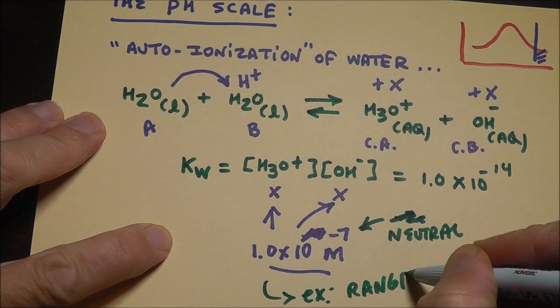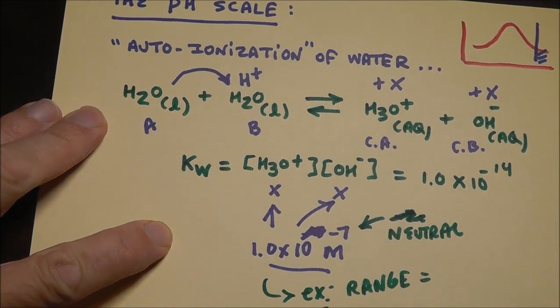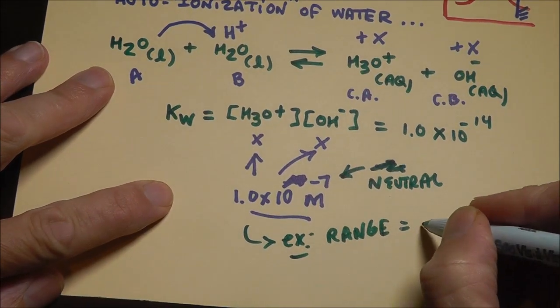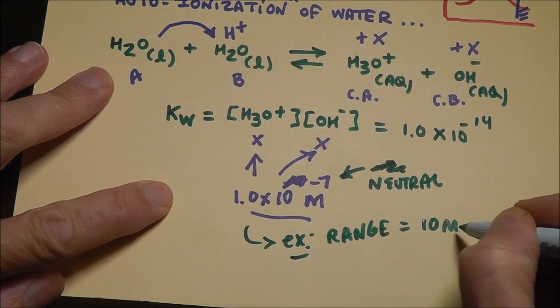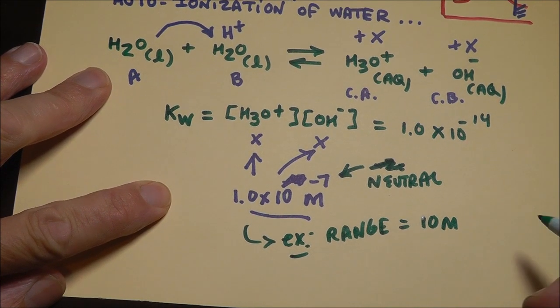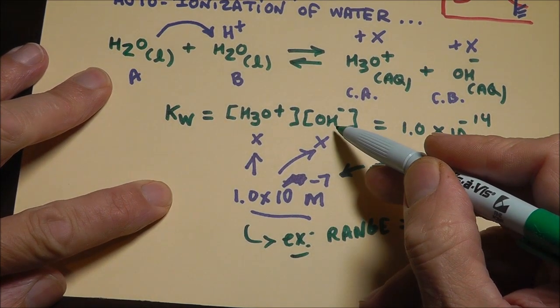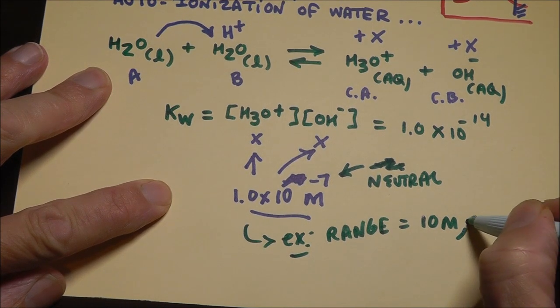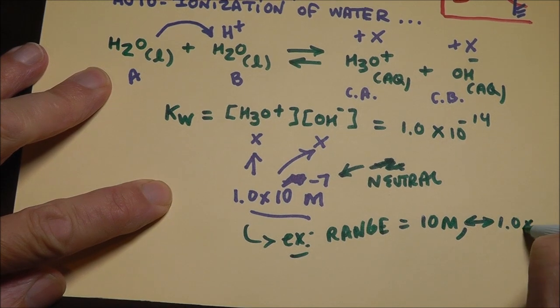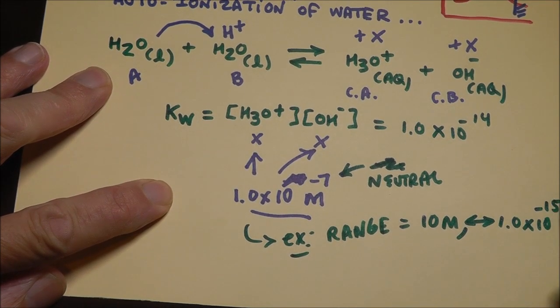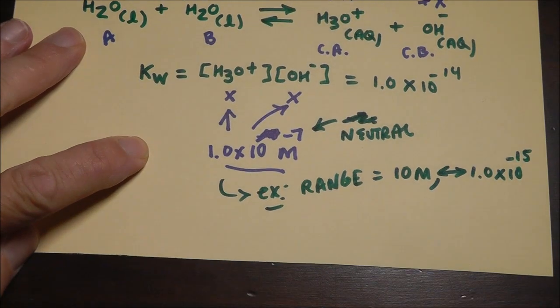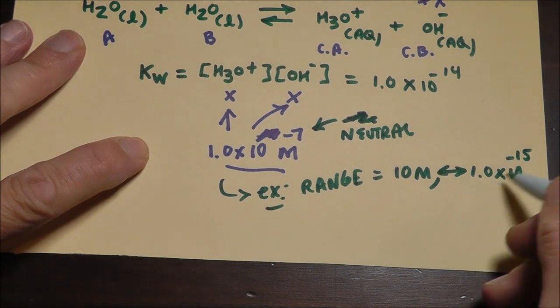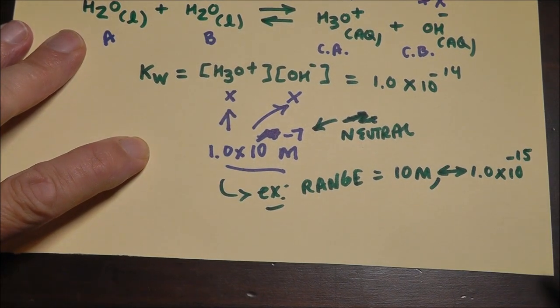It's huge. You could have an acid that is 10 molar. You could have a base that's 10 molar. That would make this 10 molar. That would make a range from 1.0 times 10 to the minus 15. And so exponents are messy, and they're negative. Most of that range is negative exponents.